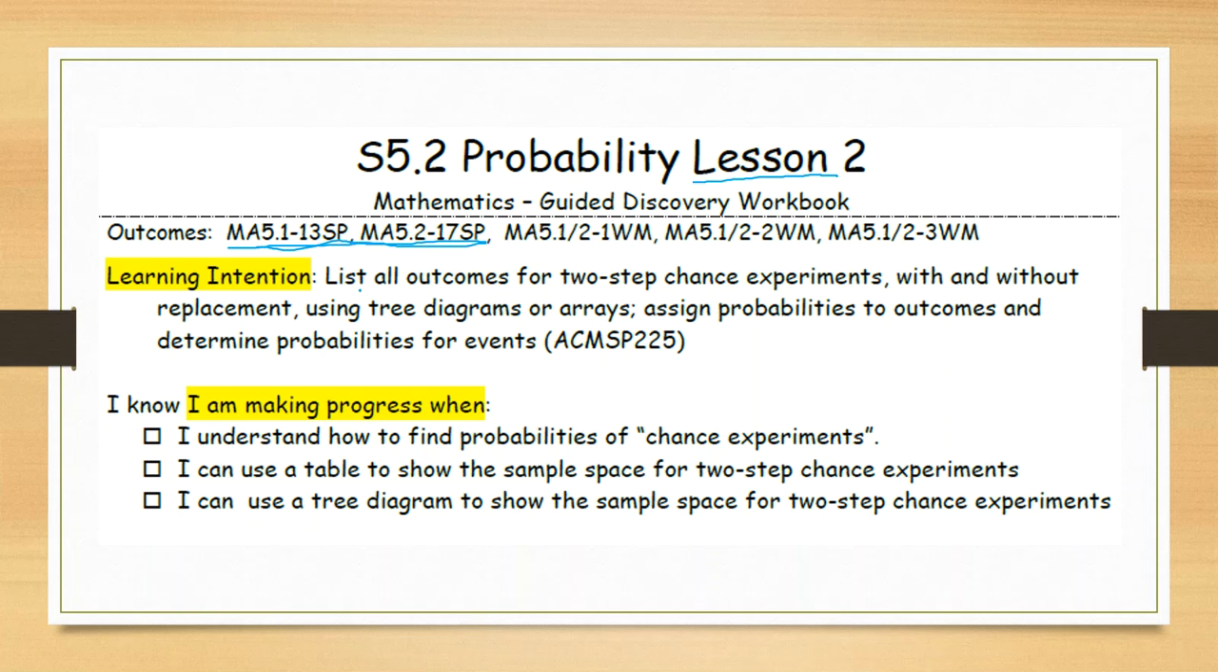The learning intention is to list all outcomes for two-step chance experiments with and without replacement. We will look at tree diagrams and tables. So you know you're making progress when you can do these three things.